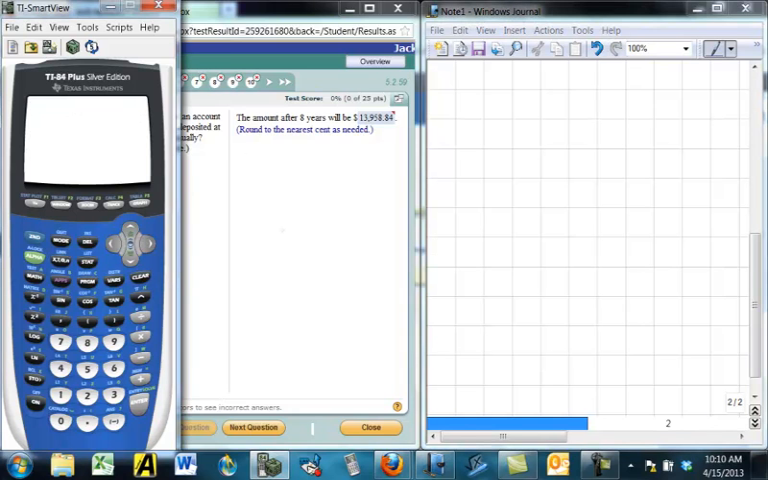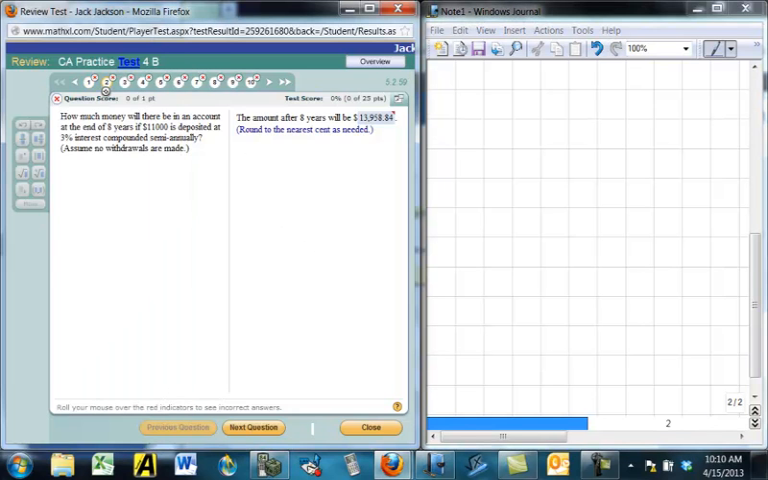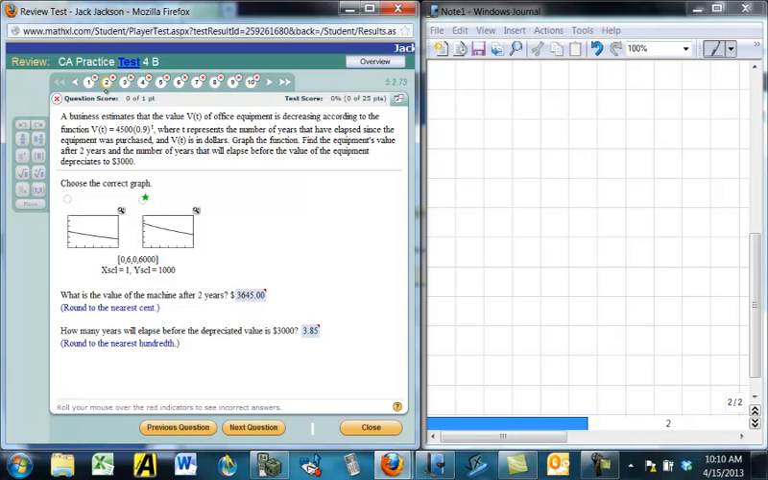Compound interest is a good example of exponential growth. A business estimates that the value of office equipment is decreasing according to a function v of t is 4,500 times 0.9 to the t. So you're keeping 90% of the value each year. You're multiplying the value of the previous year by 0.9, so you're losing 10% a year. So it's decreasing at a rate of 10% a year. That is not a continuous rate. That's the annual rate. So t is in years, and v is in dollars.